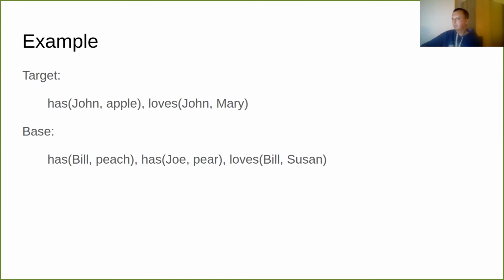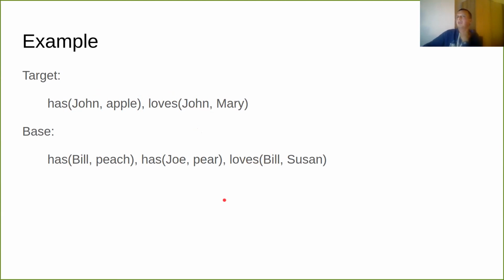It's not trivial because if you only use has, it can go to Bill or it can go to Joe. They both have the has. They both participate in a has relation. So what we have to do here is to map John to Bill because of the love relation, and then use this in order to map John to Bill here as well.